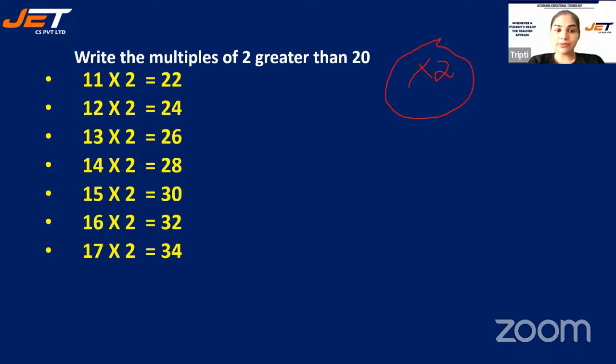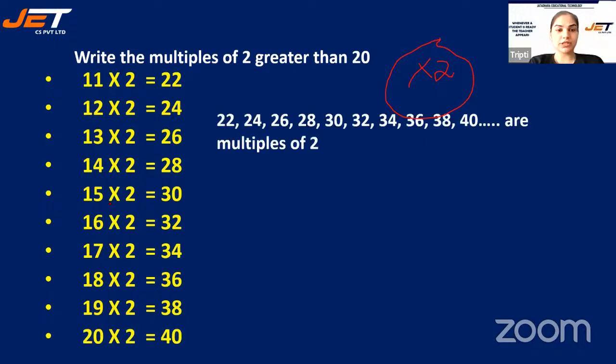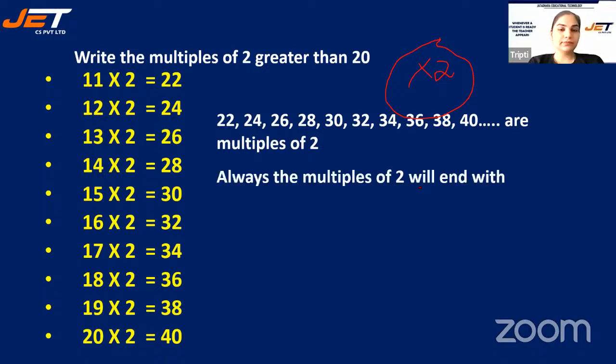16 times 2 is 32. 17 times 2 is 34. 18 times 2 is 36. 19 times 2 is 38. And 20 times 2 is double of 20, which is 40. So the multiples of 2 greater than 20 are 22, 24, 26, 28, 30, 32, 34, 36, 38, 40, and so on. 42, 44, 46, 48, 50. This will continue.